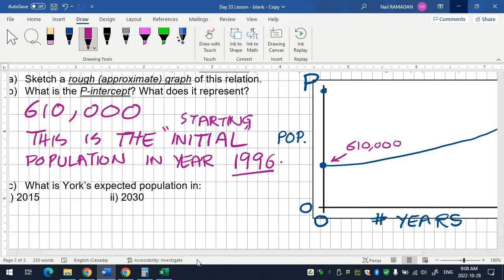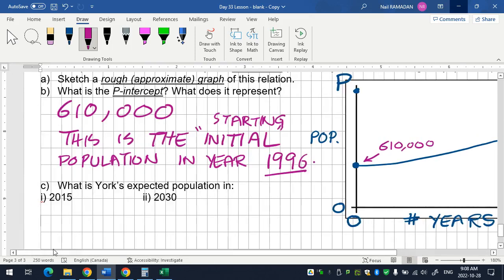Now, why do you think we use math? To do what? Does anyone know what you call it when you expect something in the future? Starts with P. Prediction, thank you. Models are used to predict. You don't know it yet, but you have an idea of how things are changing. What would be York's predicted population in the year 2015?